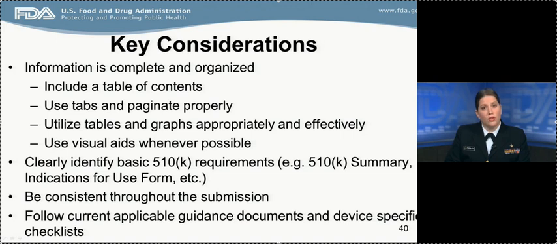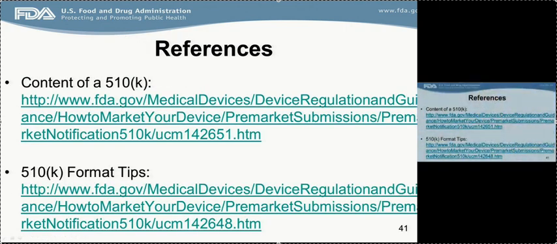Within your 510(k), you want to make sure that you clearly identify basic 510(k) requirements, such as the 510(k) summary or the indications for use form. And make sure that you're consistent throughout your 510(k) submission. As we mentioned earlier about the intended use and indications for use, make sure that they are consistent throughout your 510(k). And again, please follow any applicable guidance documents or device-specific checklists. They're there to help you prepare your 510(k). On this slide, you have some references to the content of a 510(k) as well as some 510(k) formatting tips. Please refer to those for additional information.